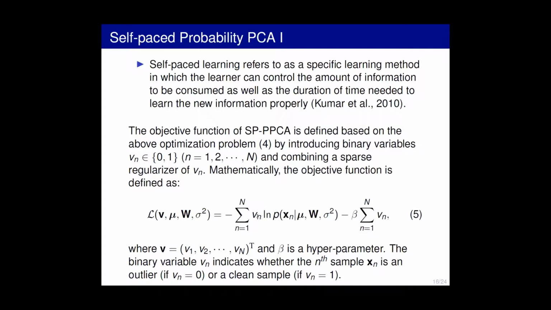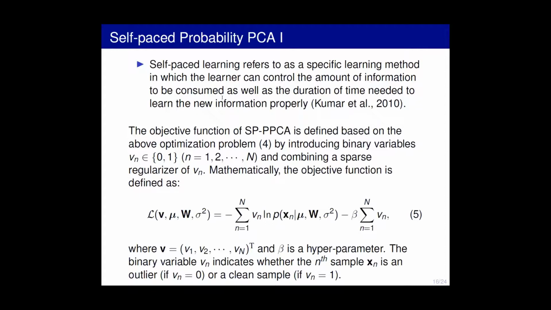If the point is an outlier, then this term is gone. If Vn is 1, it's just included. We also subtract this term, which is a regularization term, where beta is a hyperparameter. This is self-paced learning. The idea is to learn the easy data points first. Then once you have a learned model, you deal with the hard data points that are hard to learn.